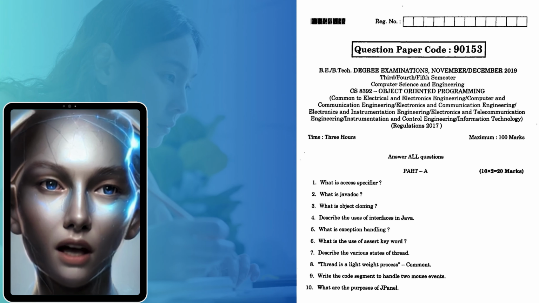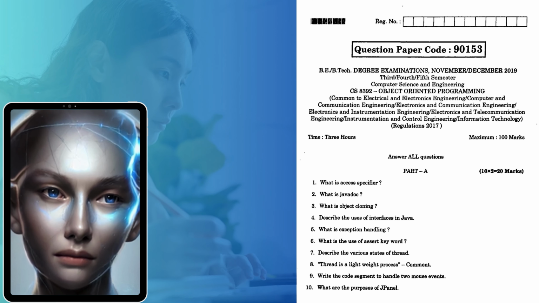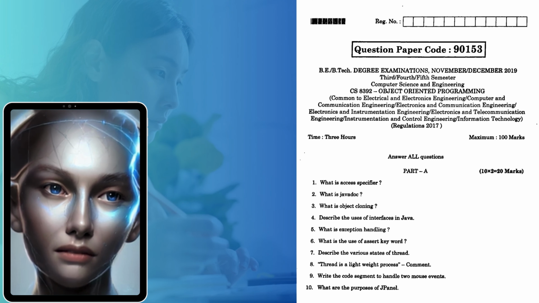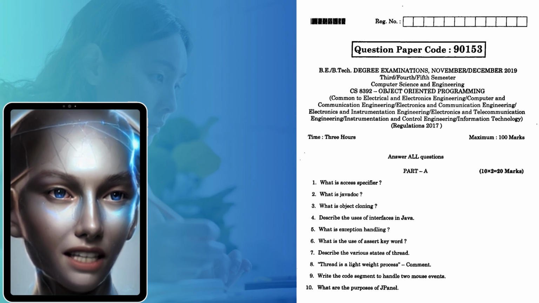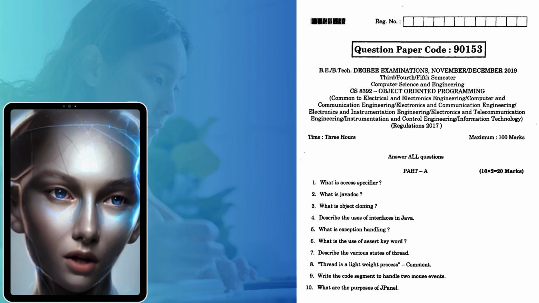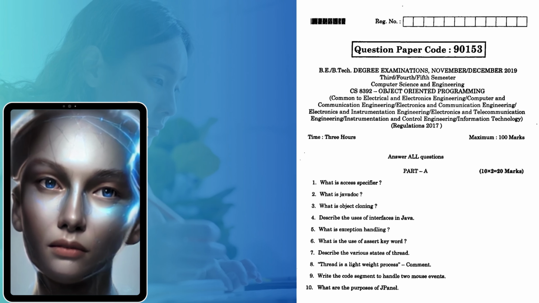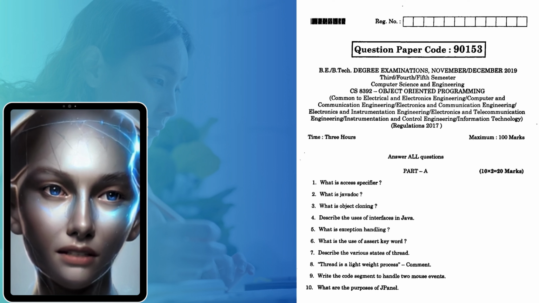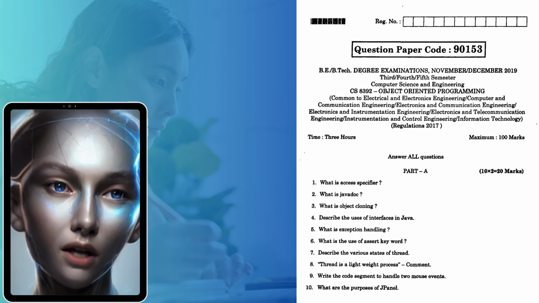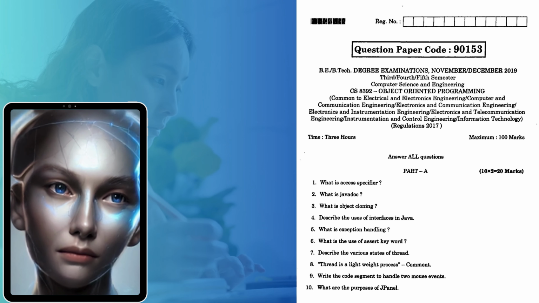November/December 2019 question paper. Part A, 2 marks. 1. What is access specifier? 2. What is JavaDoc? 3. What is object cloning? 4. Describe the uses of interfaces in Java.